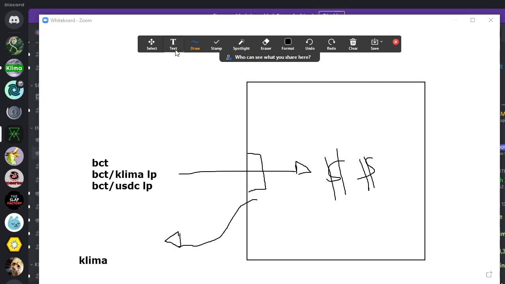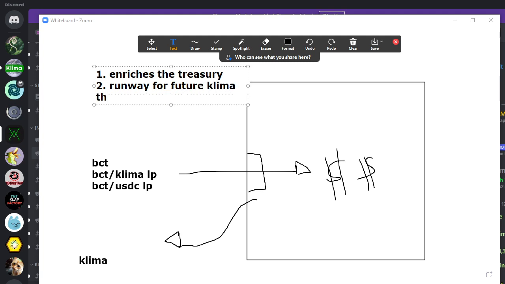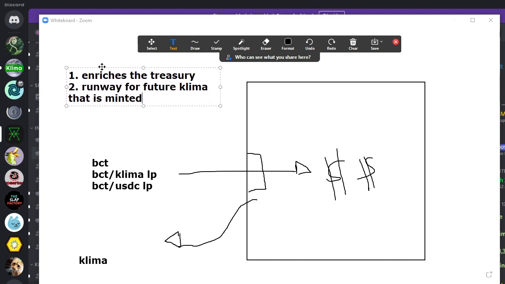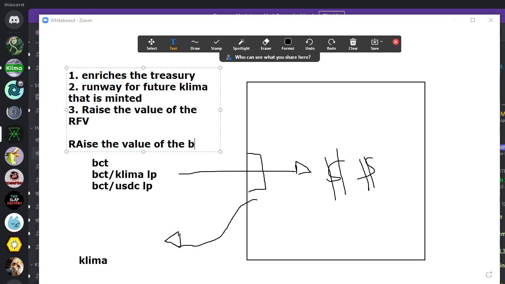Cool. So this is good for the treasury because it enriches the treasury. It creates a runway for future Klima that is minted. Think of it this way: the APY, the reward rate for people who stake, will require that more Klima is printed in the future. If we have BCT in the treasury as a reserve, then those future printed Klima will have backing. It also can raise the value of the RFV. I should do a video on that, and I will. The risk-free value. Or you could say it can raise the value of the backing of each Klima. Cool. So these are good things.